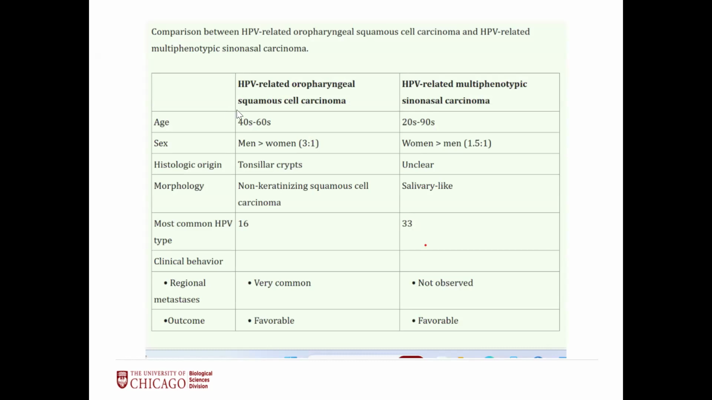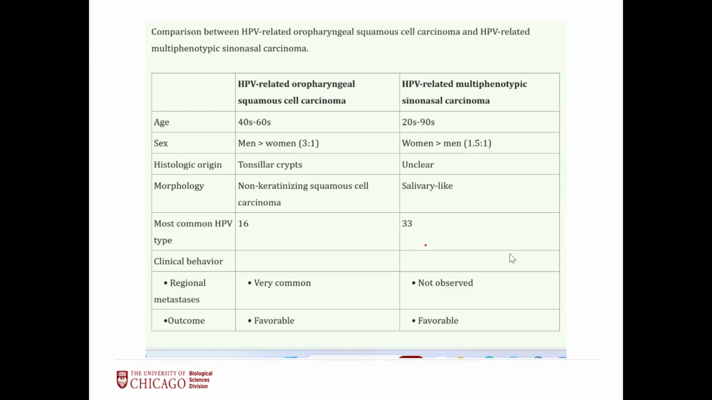So how does it compare to the oropharynx? It seems the age range is a little bit wider. It seems like it's maybe a few more women. We are not sure. We think maybe it starts in ducts, and that's why it has this appearance, maybe something close to the surface of the epithelium. Hard to know. We don't understand it as well as HPV and how it enters the tonsil crypts. It looks more salivary-like. The most common HPV type is 33, and it usually doesn't metastasize.